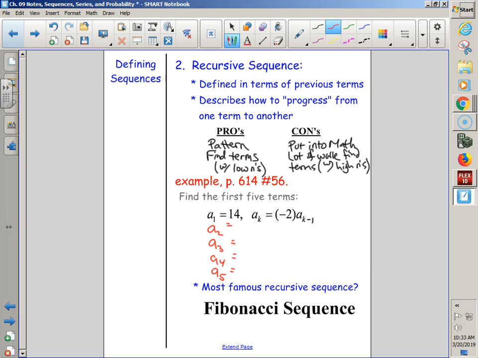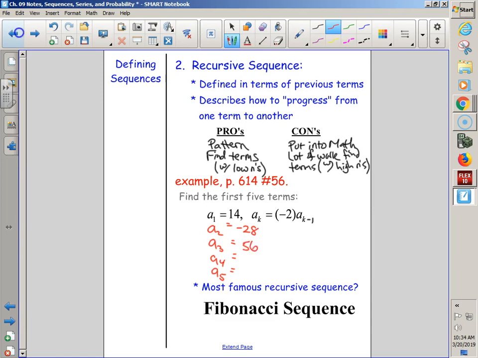Because to get a term, we look at the previous term and we do the pattern. So the pattern says times -2. So what's -2 times 14? See, it's not bad if you know what you're looking at. If you don't know what you're looking at, oh my goodness, it's ridiculous. But it just says, take the previous term times -2. Cool. So to get the next one, take the previous term and do what?